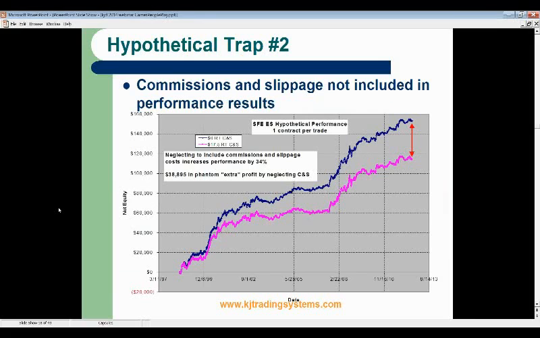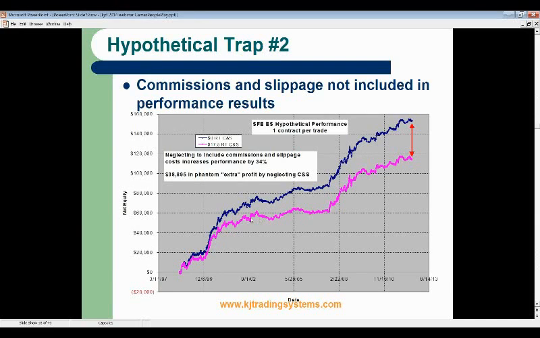All right, hypothetical trap number 2. Commissions and slippage not included. And this is a big one. There's a lot of people out there who will show you results and they won't include either. They'll claim they don't get slippage, or they'll claim that their commissions are going to be different than yours, so therefore they shouldn't show them. Run from those kinds of people, because slippage and commission are huge factors in being a profitable trader.